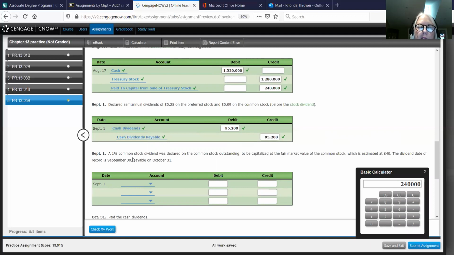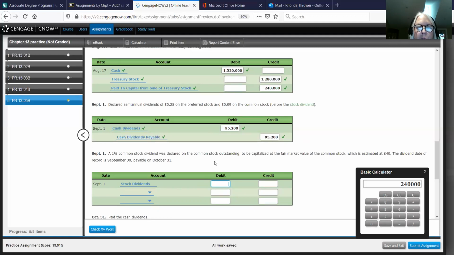So this is a stock dividend this time, which is different from a cash dividend. A stock dividend just means we're going to be giving stock out as a dividend in addition to the cash dividends that we paid earlier. So when we're talking about stock dividends, we're going to debit the account called stock dividends. It is debited because we're increasing the dividends account. And what you need to know is the amount of that debit.